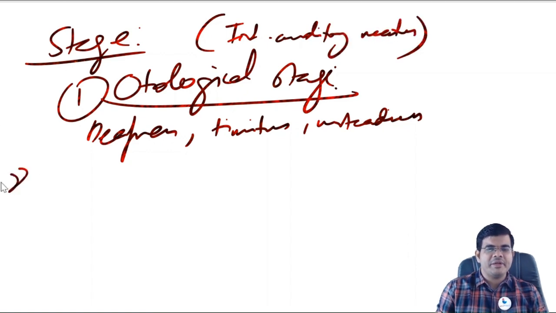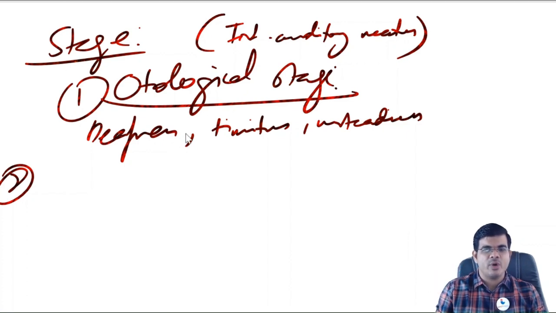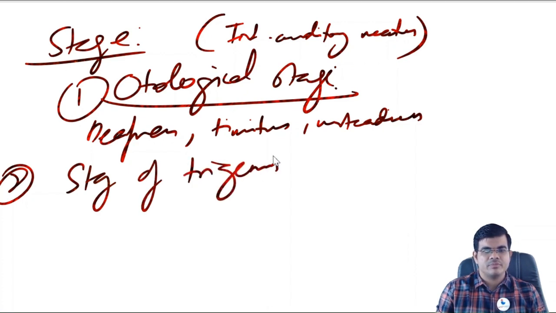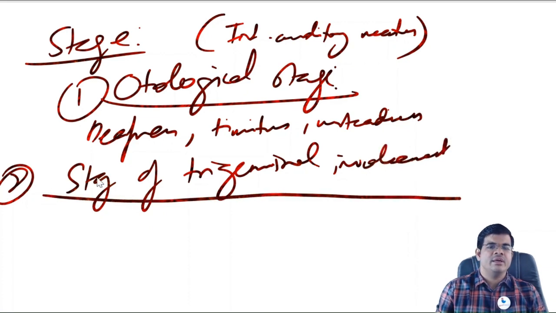Now, when it comes out from the internal auditory meatus to the CP angle, then it can go and compress the trigeminal nerve that I already told you, right, and that can result in facial numbness and loss of corneal reflex, and that is what is called the stage of trigeminal nerve involvement. Okay, that is the second stage, and this can result in loss of corneal reflex.